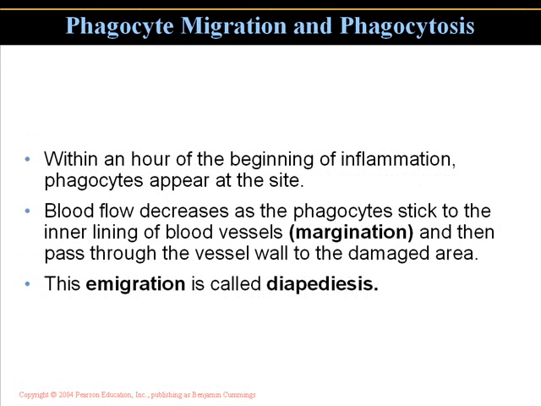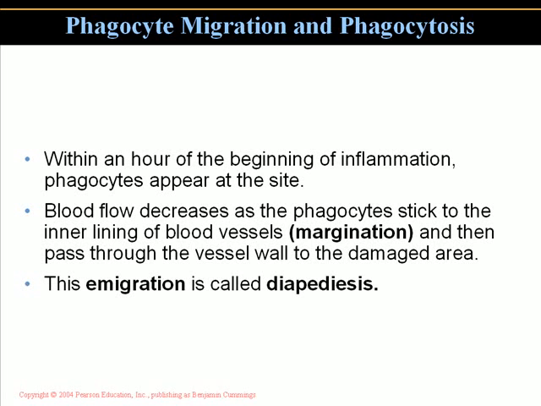Now, within an hour of beginning inflammation, phagocytes will appear at the site. Blood flow decreases as the phagocytes stick to the inner lining of blood vessels. This process is referred to as margination. Then the phagocytes pass through the vessel wall to the damaged area. This immigration is referred to as diapedesis.